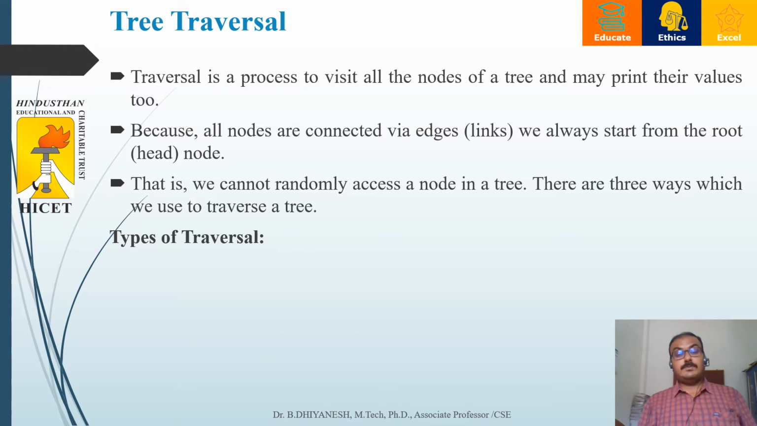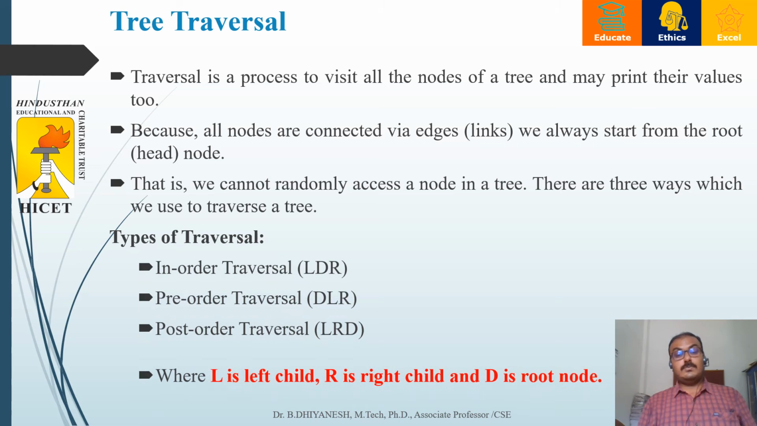First, the types of traversal. The first one is in-order traversal, that is LDR. This is a formula. Next one is pre-order traversal, DLR. And the last one is post-order traversal, LRD. What is the meaning of LDR, DLR and LRD? L is the left subtree, left children. D is the root node. R is the right subtree. So this is LDR, DLR and LRD.